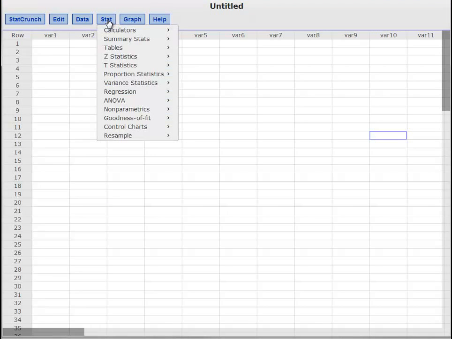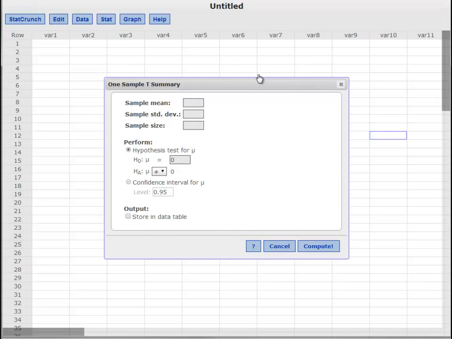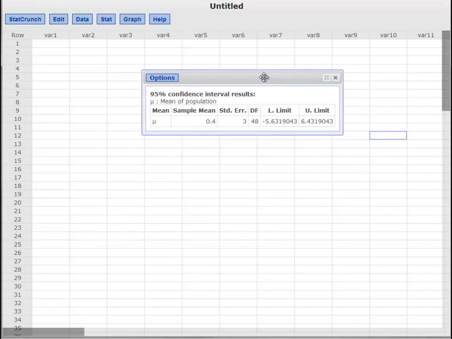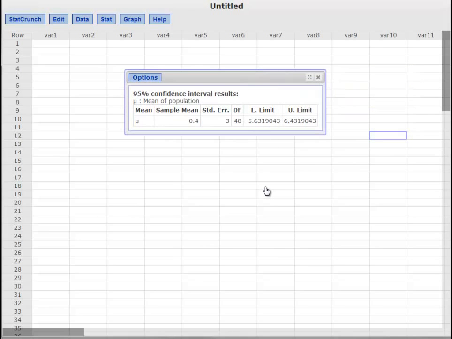Stats. Now we're doing t statistics, right? Because we're not dealing with proportions, we're not dealing with z's, we're dealing with t's. We have one sample. Again, with data as if we had all the data in one of our columns, under variable 1 or variable 2, and then with summary is when we just have the results. Our mean was 0.4, our standard deviation was 21, our sample size was 49. We're doing a confidence interval, compute, and there we have the same answers.